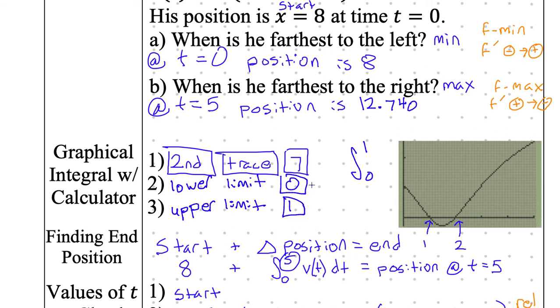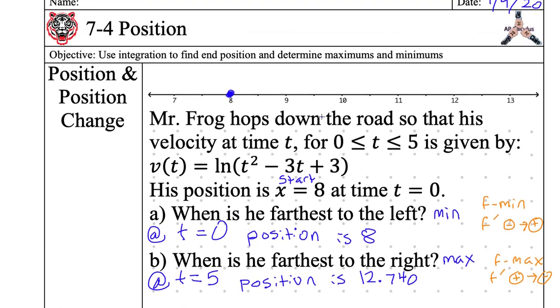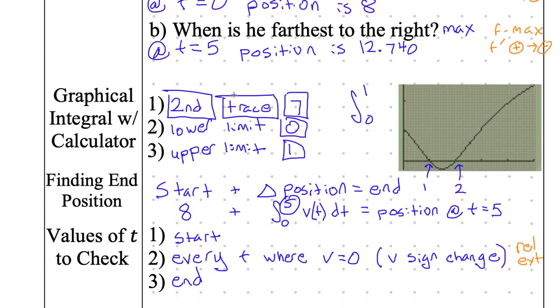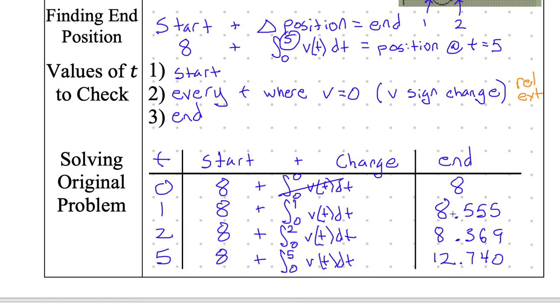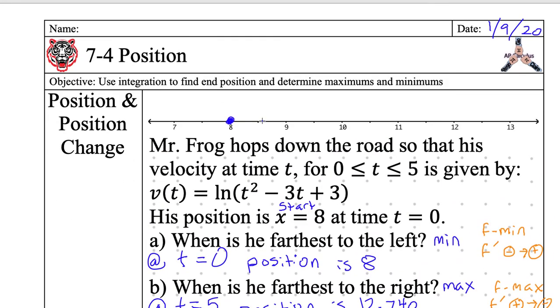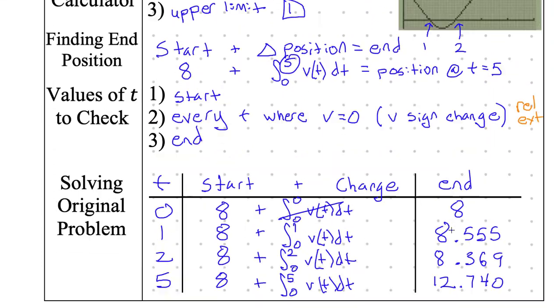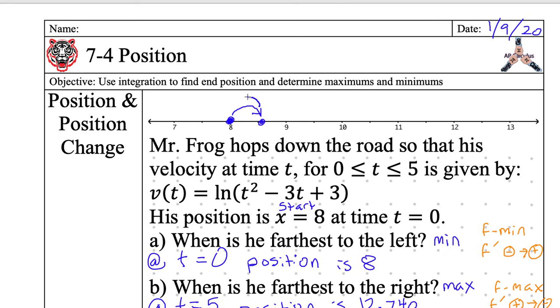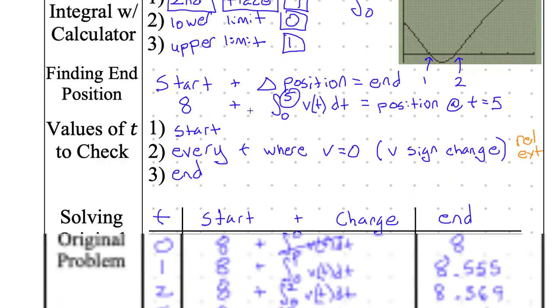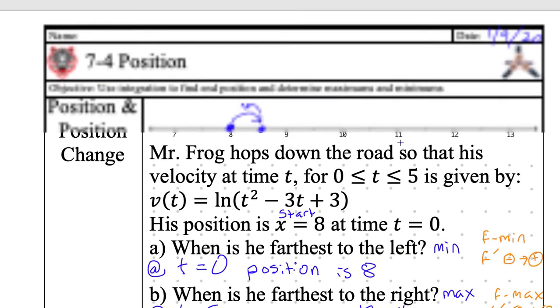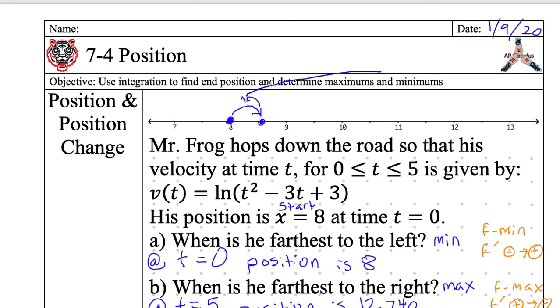But there's two things I still need to say. First, what's happening on our number line? Mr. Frog started at 8. Then at t is equal to 1, he went to 8.555, so he moved right here. And then after that, at time is equal to 2, he went to 8.369. Then he went backwards to 8.369. And then from there, he went to 12.740. Then he went from here all the way to here. So Mr. Frog is kind of jumping back and forth and back and forth.